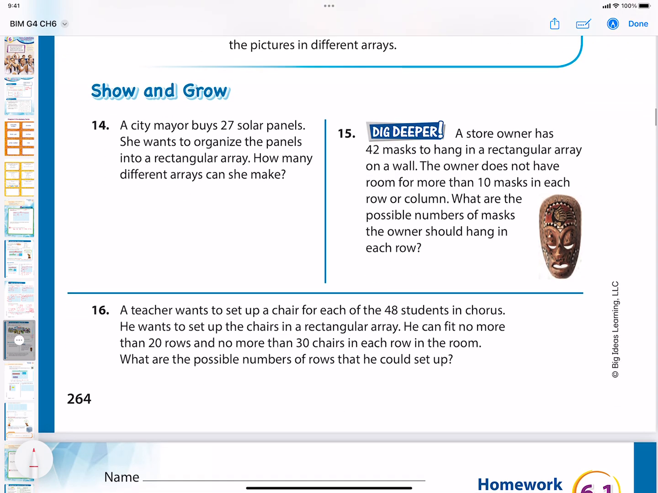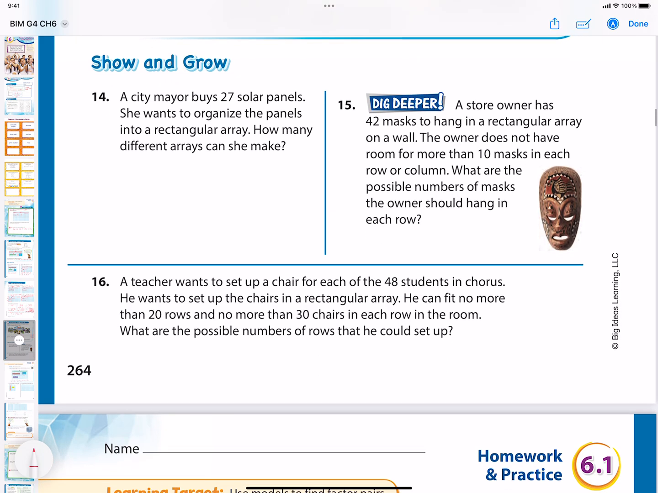All right. Now, a city mayor buys 27 solar panels. Circle this, 27 solar panels, okay? Now, she wants to organize the panels into a rectangular array. How many different arrays can she make? Now, they are asking us to find out what? The factors of 27. Because we are going to organize the panels into what? Rectangular shape, which means what? Yes, array, remember?